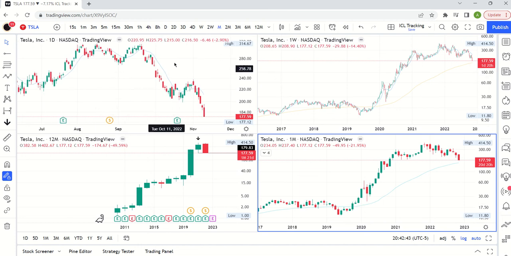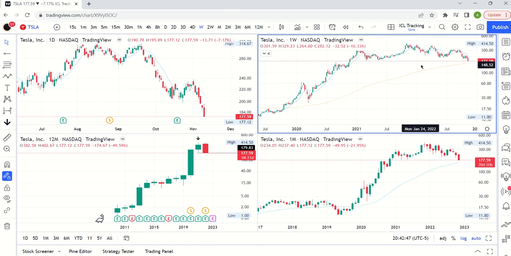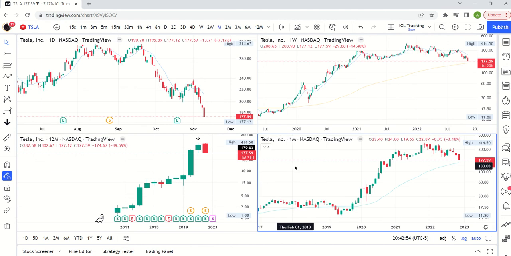On the upper left-hand corner here, you have the daily chart. Right next to that, you have the weekly. On the bottom left, you have the annual chart. And on the bottom right, you have the monthly chart. So it goes in a sort of clockwise fashion from lower time frame to higher time frame.